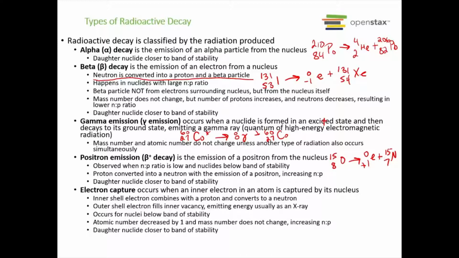An example of electron capture: we have potassium-40, sorry, not krypton, potassium. There it is grabbing the electron to give us argon-40. So you see that the mass number does not change, but the atomic number goes down by 1.